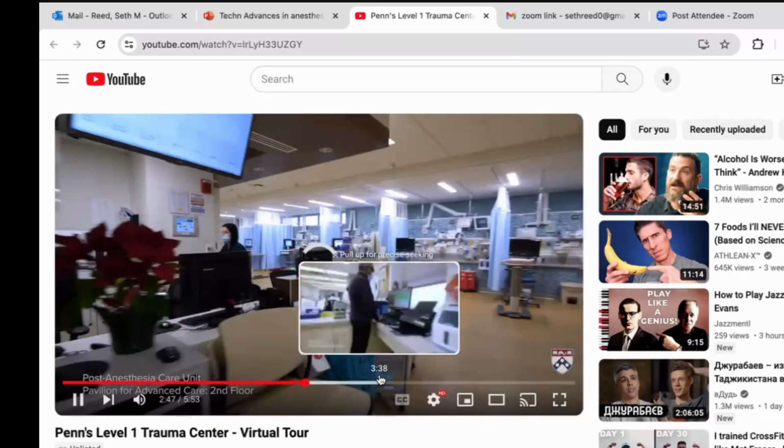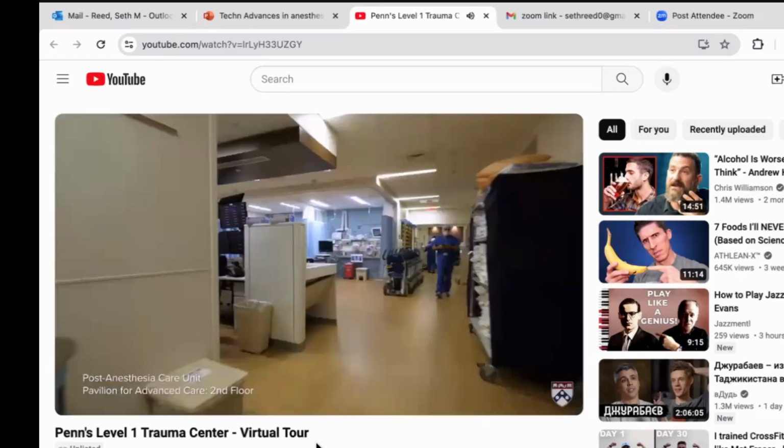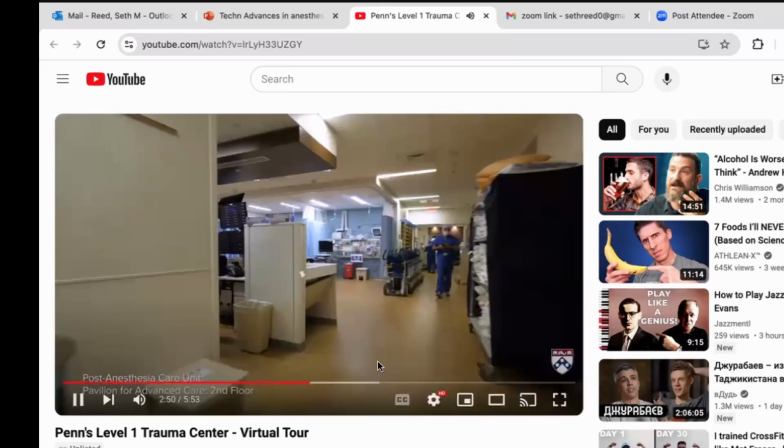Okay, well, if we can't get this to play, I'll just give you some thoughts. So this is the recovery area. Patients come in here. It's set up like a giant circle around 2 central nurses stations, so that the nurses have access to all the patients. And then I could fast forward here.